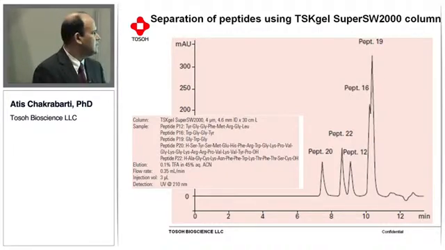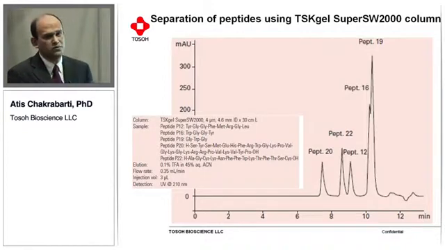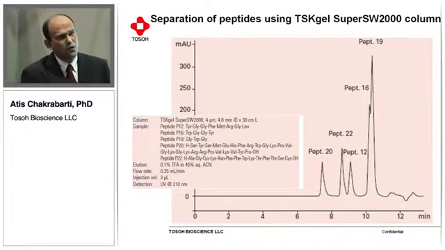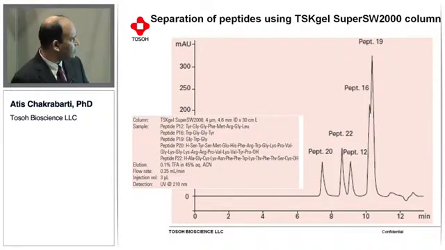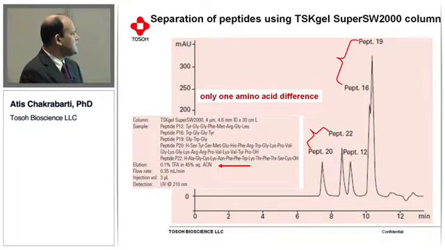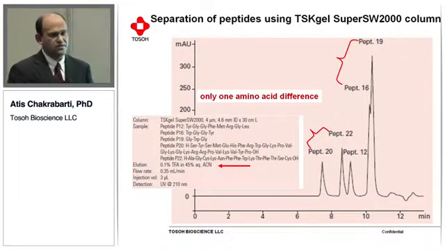We have done that here using a Super SW 2000 column, and as you know, the Super means it's a 4 micron particle size, a smaller particle size. Next slide please. As you see, peptide 20 and peptide 22 differ in only one amino acid.